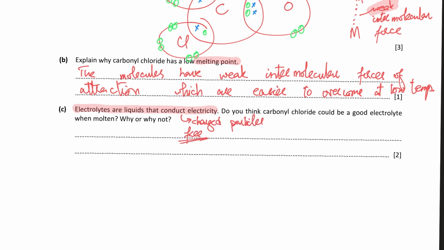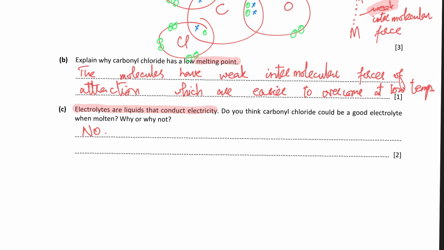So that is the important thing here. There must be charged particles that are free. Do we have them in carbonyl chloride? We don't. So that is why we'll say that it will not be a good electrolyte. So we don't expect it to be. No, just writing no is enough. You don't have to explain the whole sentence.